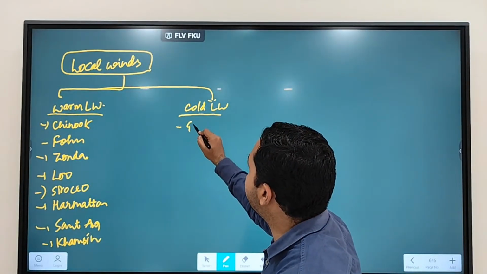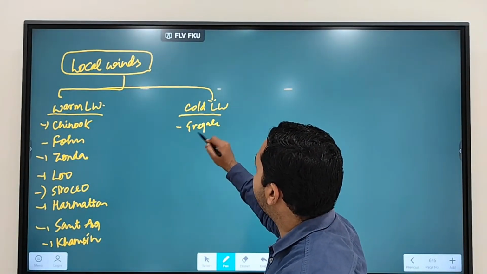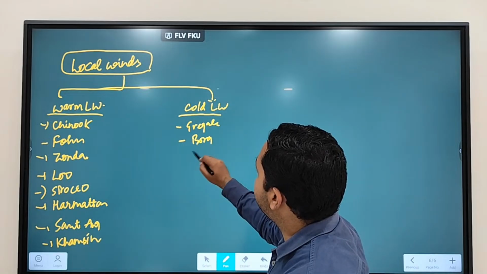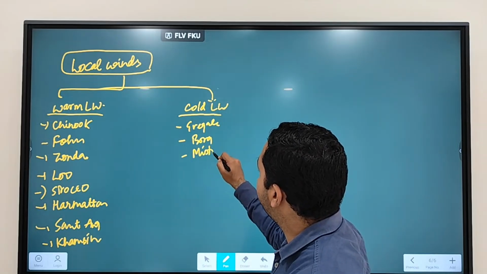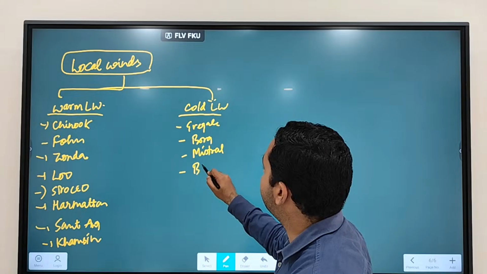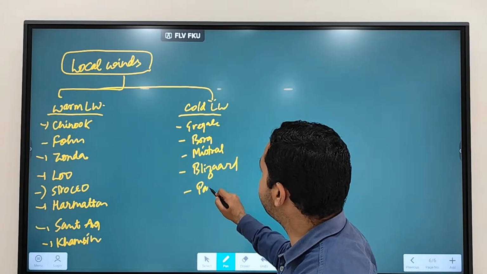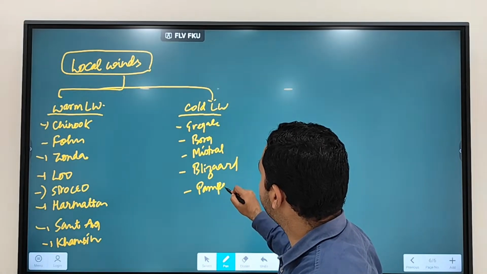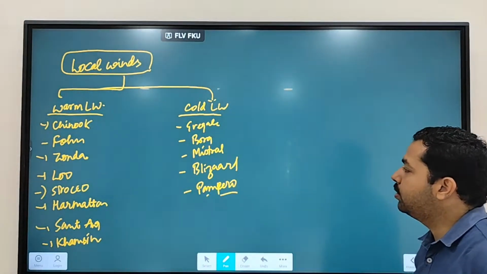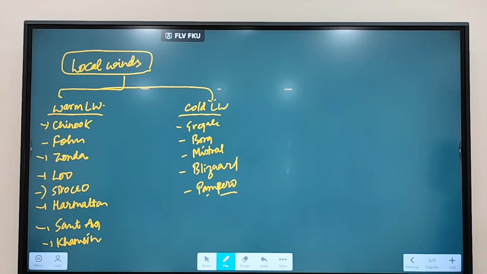We discussed Gray, Bora, Mistral, Blizzard, Pampero. These are which type of wind we have discussed? Cold local winds. So these are warm local winds, while these are cold local winds that we have discussed.